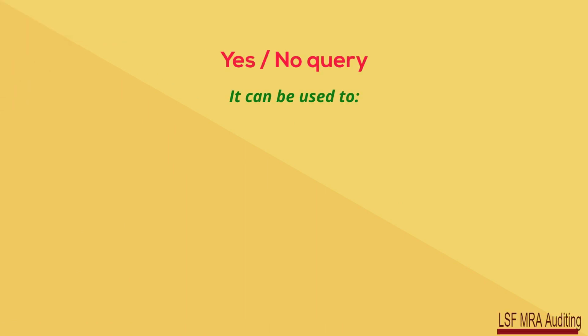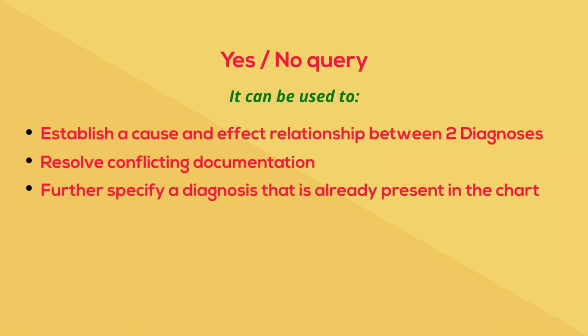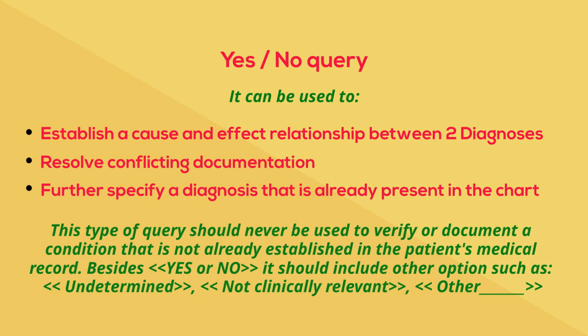Yes or no query. It can be used to establish a cause and effect relationship between two diagnoses, resolve conflicting documentation, or further specify a diagnosis that is already present in the chart. This type of query should never be used to verify or document a condition that is not already established in the patient's medical record. Besides yes and no, it should include other options such as undetermined, not clinically relevant, other. Here is an example of a yes or no query.